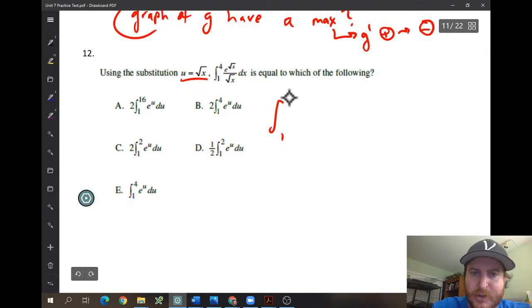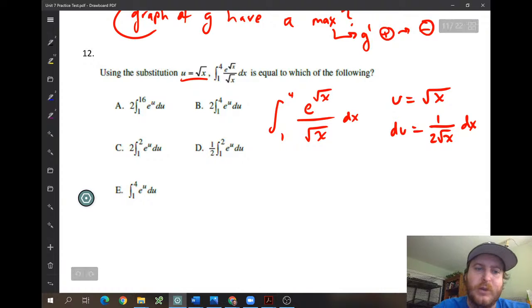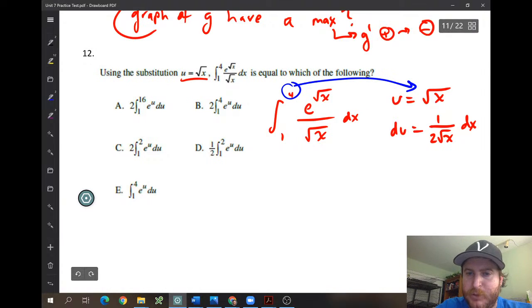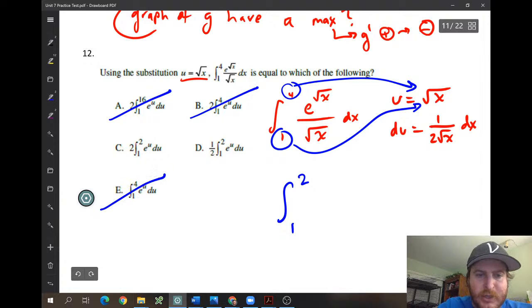So I like to rewrite this on the side: the integral from 1 to 4 of e to the square root of x over square root of x dx, and then put u is equal to square root of x, du is equal to 1 over 2 square root of x. You can usually figure out the answer on these even if you messed up, because what has to happen is these have to plug in. So our new integral's endpoints are the square root of 1, which is 1, and the square root of 4, which is 2. So immediately I can get rid of choice A, choice B, and choice E, because all of those had bad endpoints.